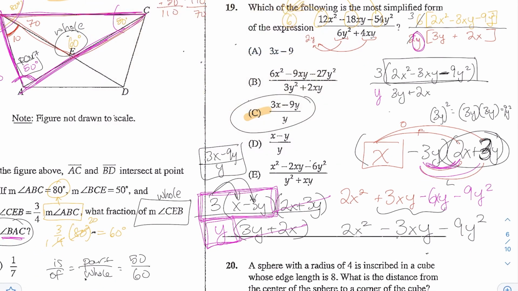So for number 19, you have to factor, and you have to kind of guess and check by using the denominator as one of the factors to kind of reverse engineer and just backtrack, work backwards to get the other factor.